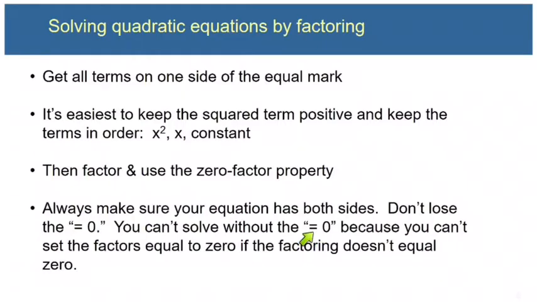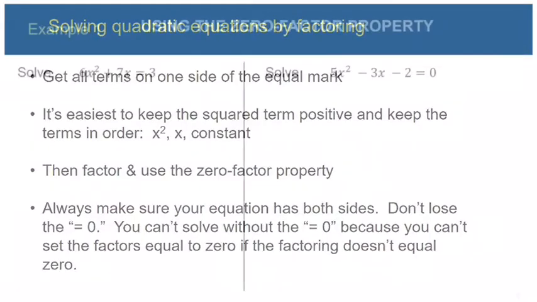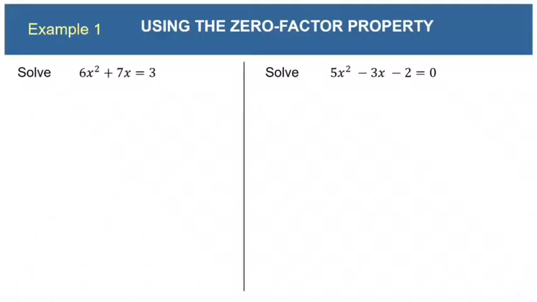So that equals 0 part is not optional. We really do need it there to hold the whole process together. So we're going to go through a couple of examples together now. This first one says 6x squared plus 7x equals 3.